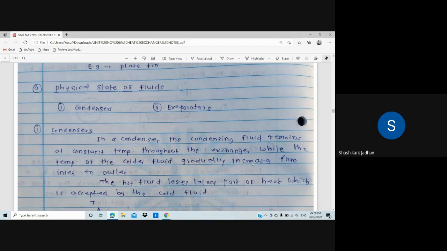Throughout the exchanger, the temperature of the cold fluid gradually increases, because the cold fluid is absorbing heat from the condensing fluid. So the temperature of the cold fluid increases.